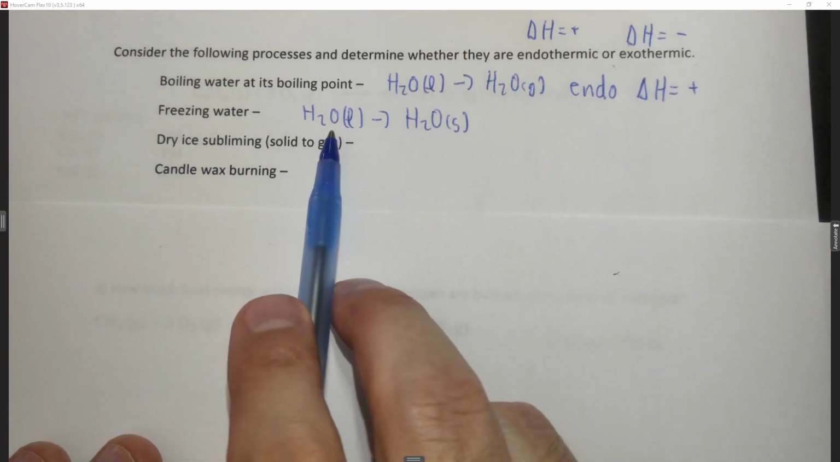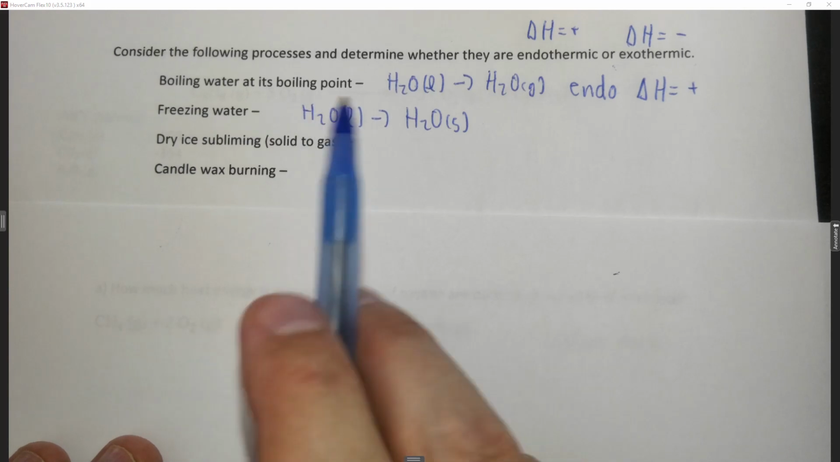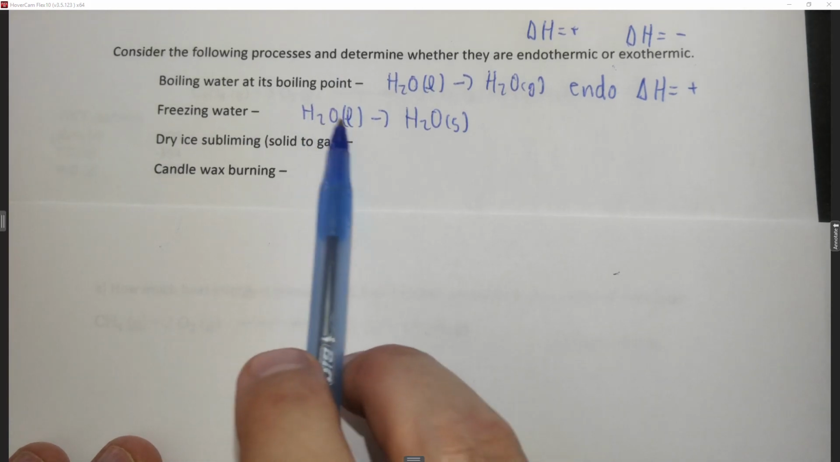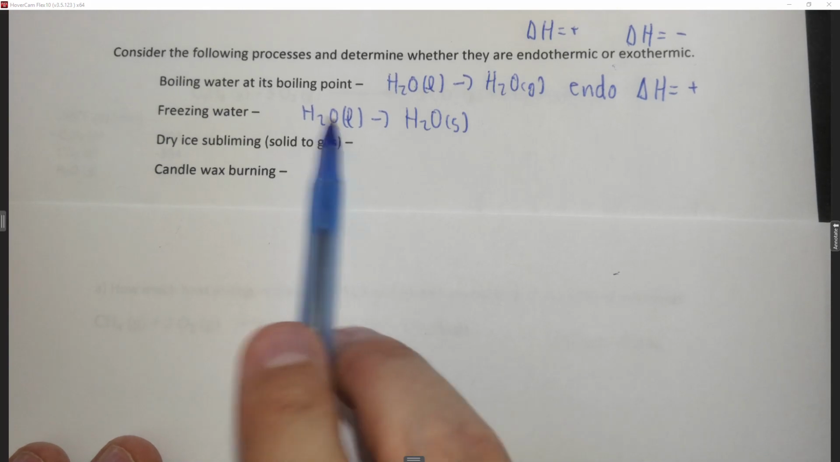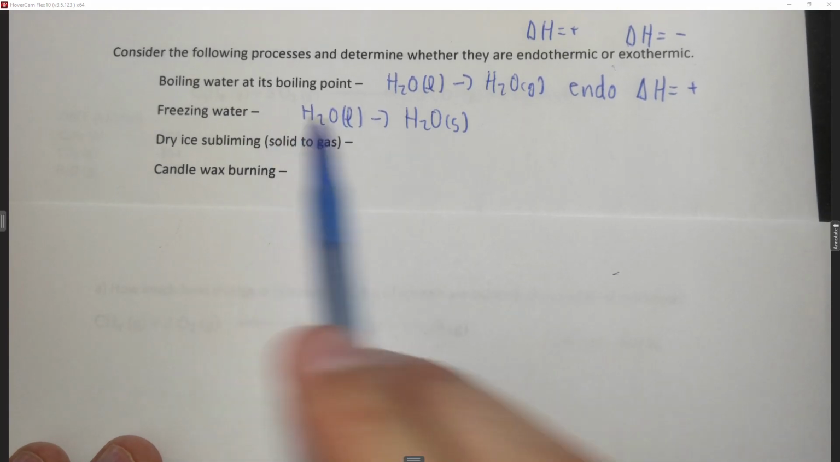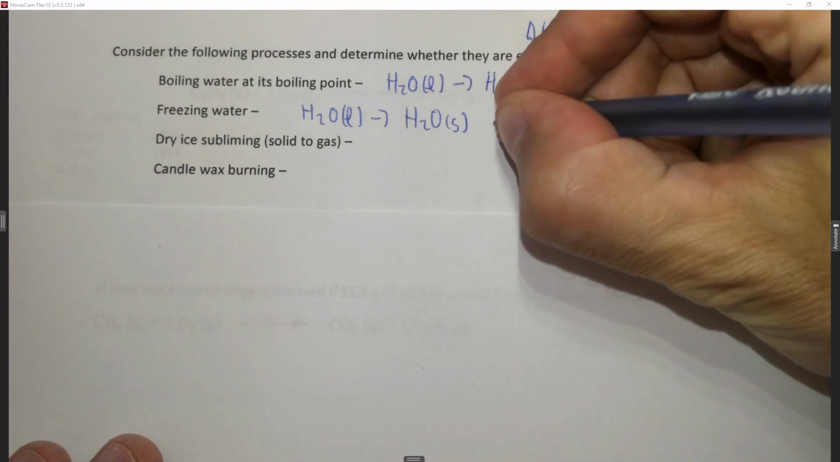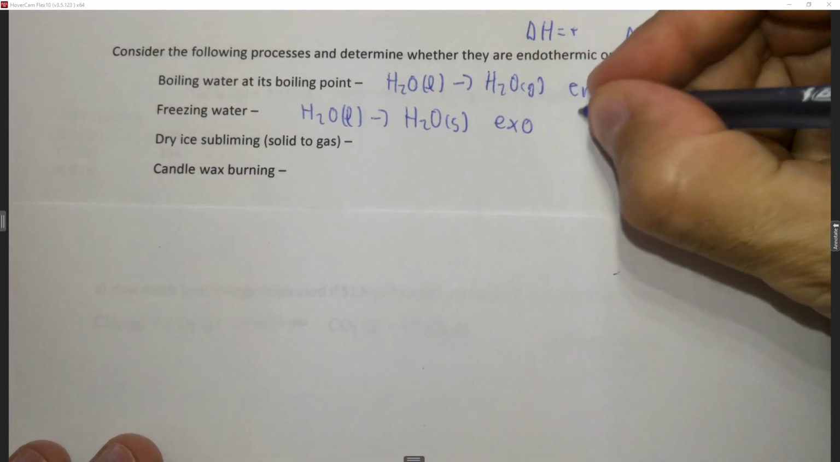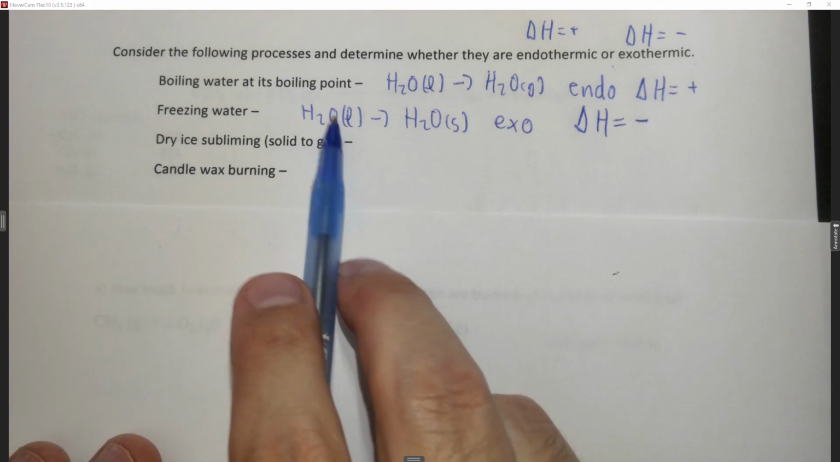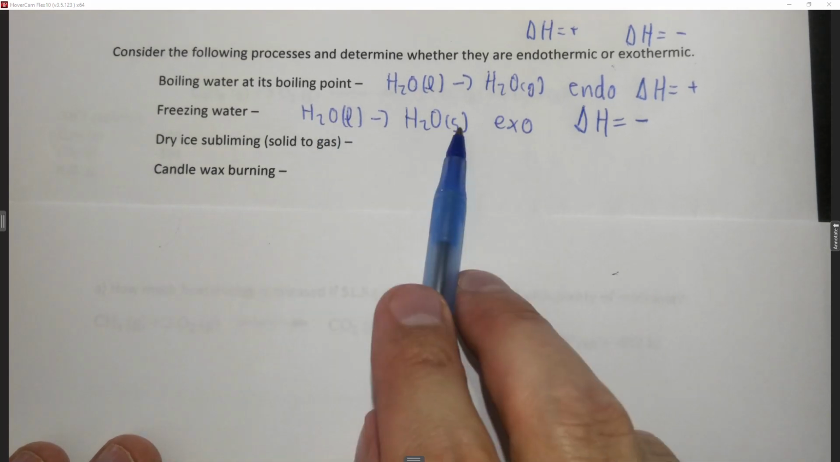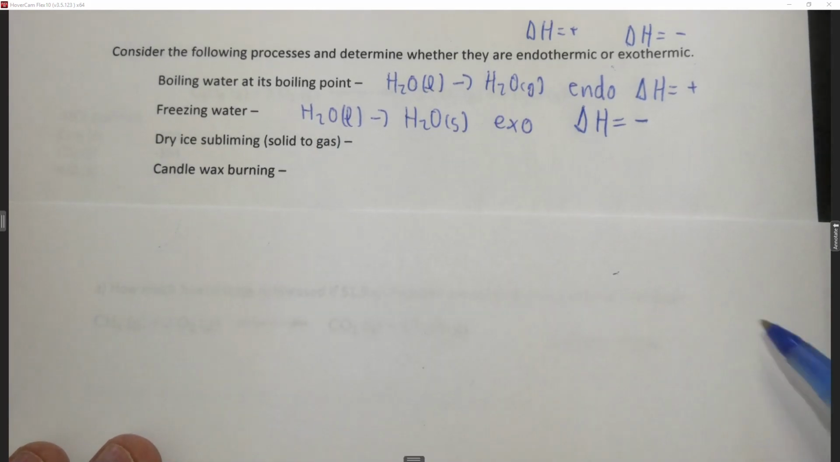Do we need to take heat away from liquid water to turn it into a solid, or put heat in? We need to take heat away. So if we need to take heat away, that means heat needs to come out of this. Believe it or not, this is actually an exothermic process where delta H is negative, because liquid water has to release heat energy to turn into a solid, which makes sense.